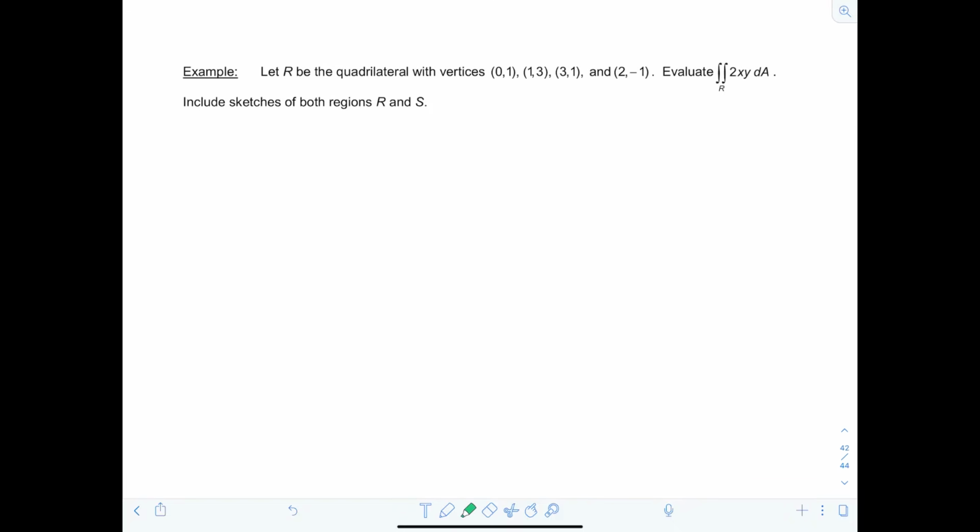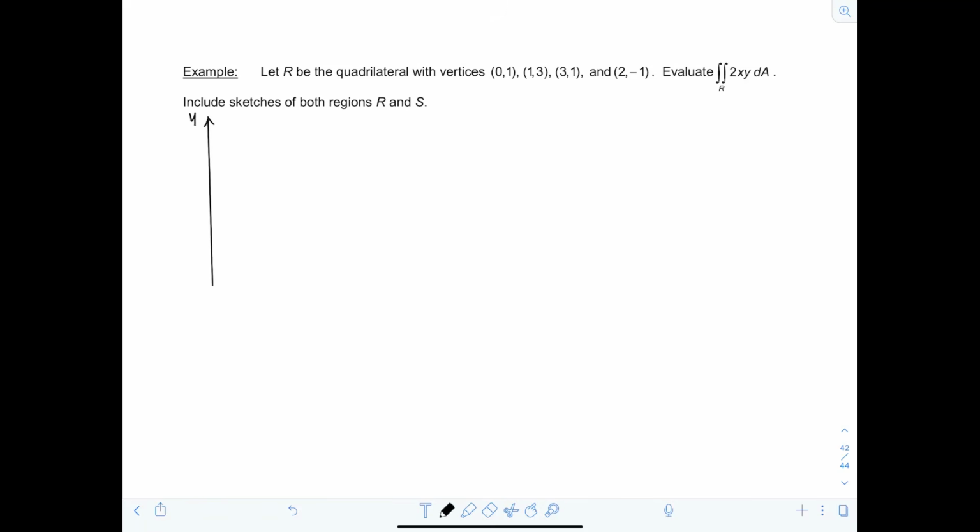Let R be the quadrilateral with vertices (0, 1), (1, 3), (3, 1), and (2, -1). We're going to evaluate the double integral over R of 2xy dA. Include sketches of both regions R and S. So they're not telling us to apply a transformation, but that's what we're going to do. So let's draw this quadrilateral and hop to it.